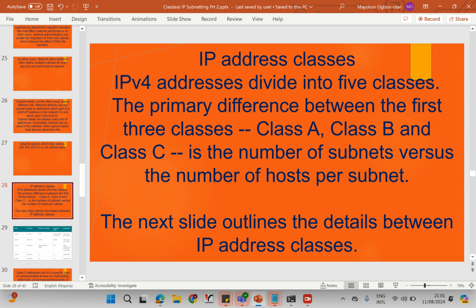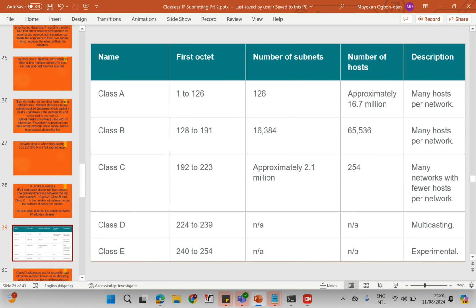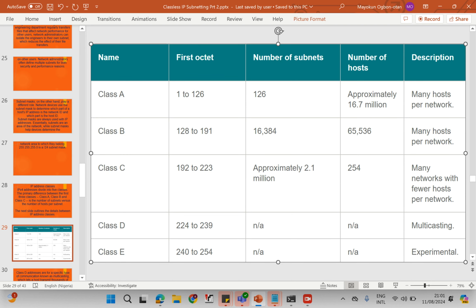So, IP address classes. IPv4 addresses are divided into five classes. We've explained this before. The primary difference between the first three classes, class A, B, and C, is the number of subnets versus the number of hosts per subnet. The next slide clarifies this. If you look at class A, the first octet is 1 to 126. Number of subnets is 126, with approximately 16.7 million hosts per network. Many hosts.